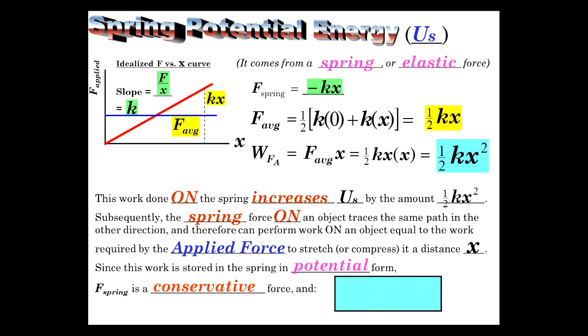So here is the formula then for the potential energy. Potential energy actually just ends up equaling the work done by an external force to stretch it, which is 1/2 kx squared. That is spring potential energy.